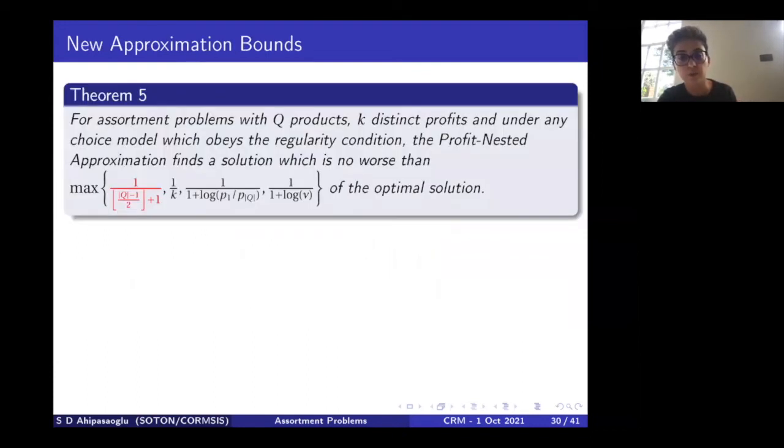But in addition, we were able to introduce one more term here. Interestingly, if you look at these four terms, all of them can be active bounds, and we have numerical results that show that. And here the bound is related to the number of items with distinct profits. And then there is the last one, which is 1 over 1 plus log nu, where nu is related to the optimal assortment, which usually is not known.